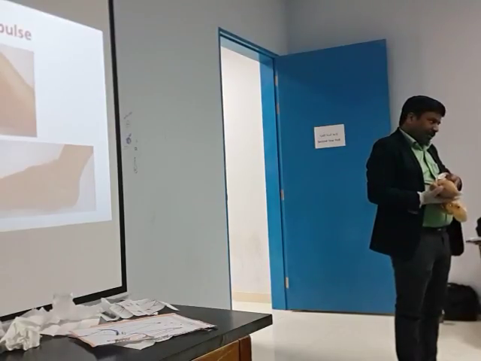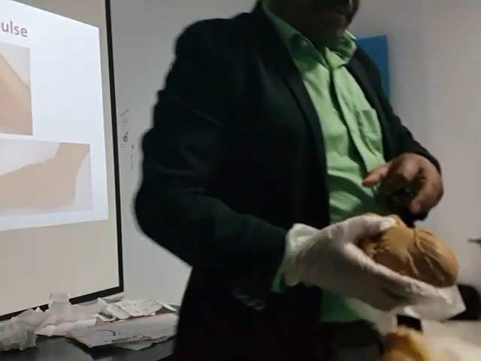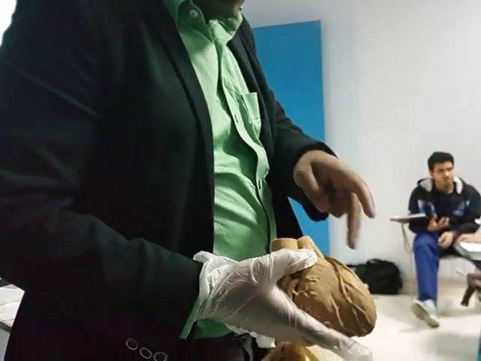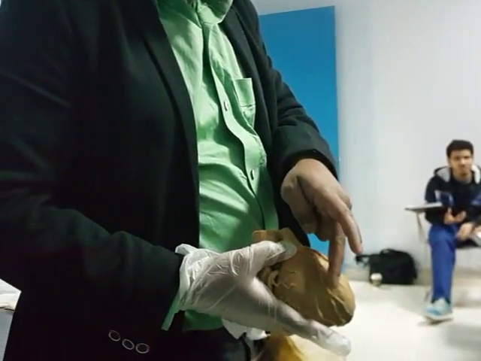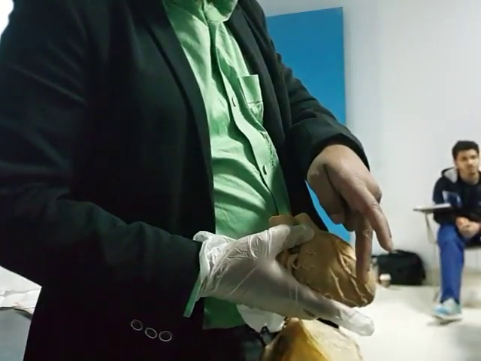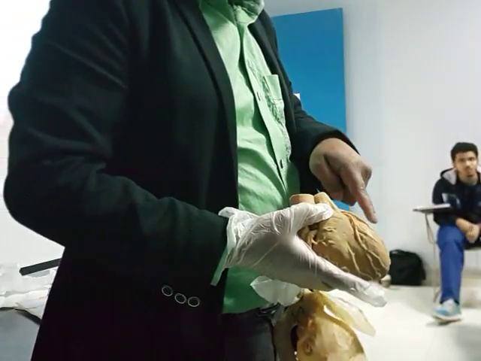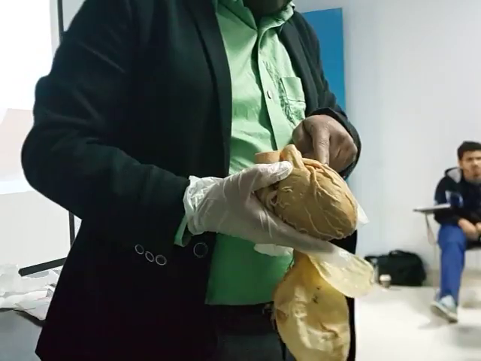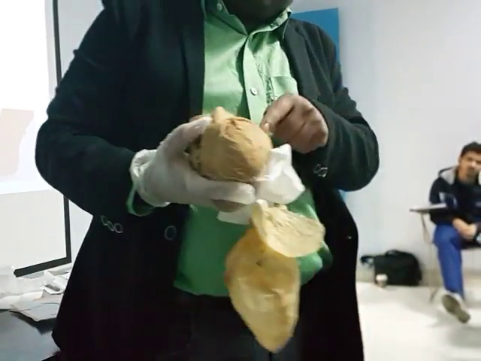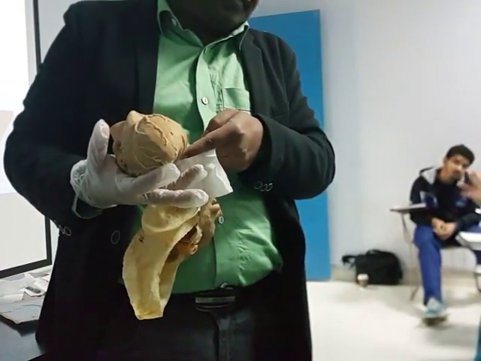This is the posterior interventricular groove. This is the left coronary artery, which we cannot see properly, only its branches. This is the anterior interventricular or left anterior descending, LAD. Then you have the left diagonal and left marginal branches. This is the left circumflex. It winds around the left surface, goes to the posterior, and anastomoses with the branches from the right.